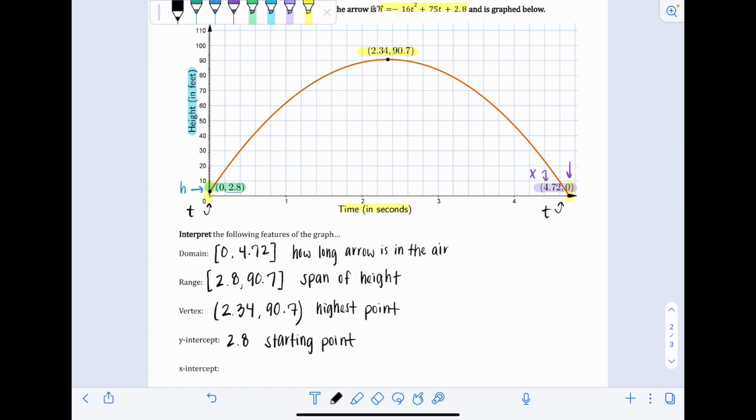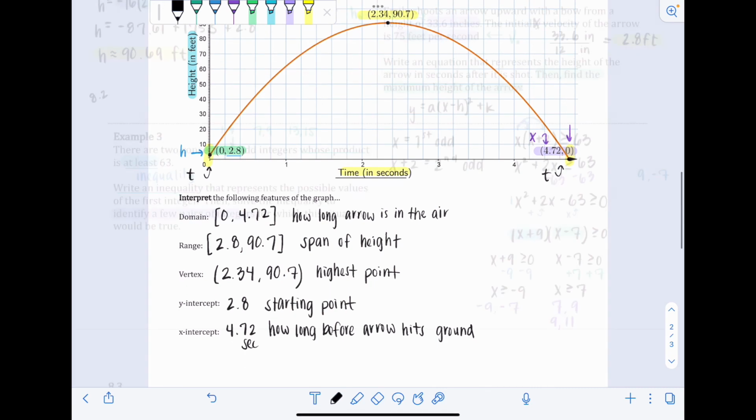So the x-intercept is 4.72. And remember that the x's is in time, so that's just how long it takes for it to hit the ground. So x-intercept 4.72, how long it takes for the arrow to hit the ground. That's in seconds if you want to add it, but here's all of our interpretations.